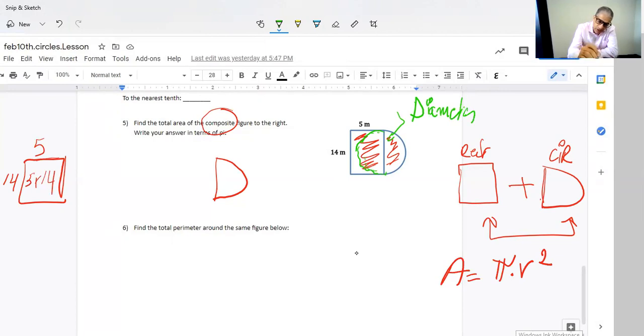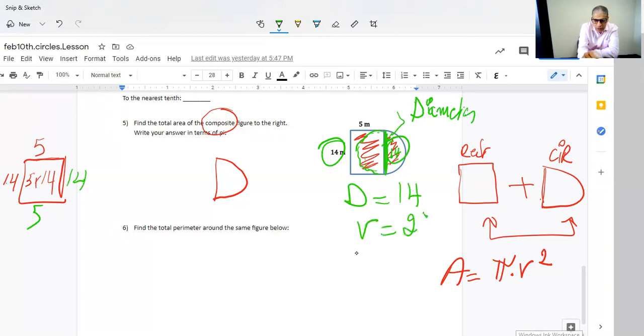So how much is this line here? Well, since this is a rectangle, if here is 14, then also here is 14, right? If top is 5, then the bottom is 5. So if I have 14 here, then this line is also 14, which tells me that the diameter is 14, and the radius is half of that, which is 7, okay? So I know the radius is 7.